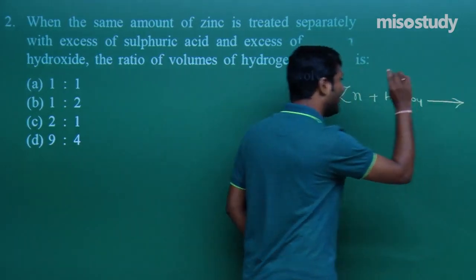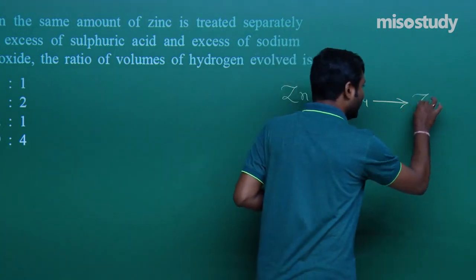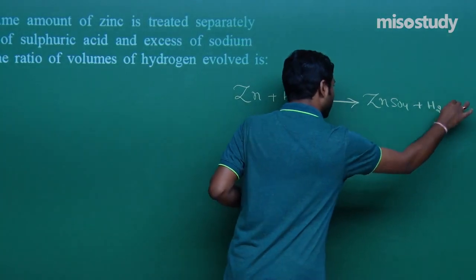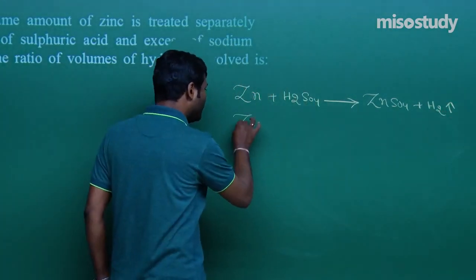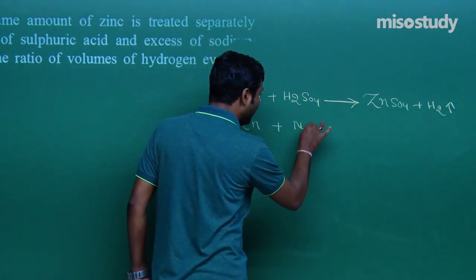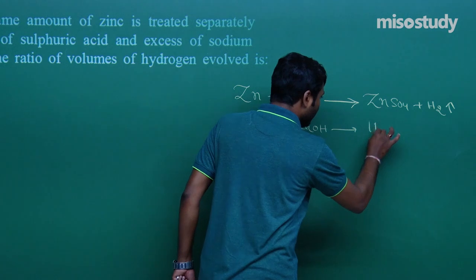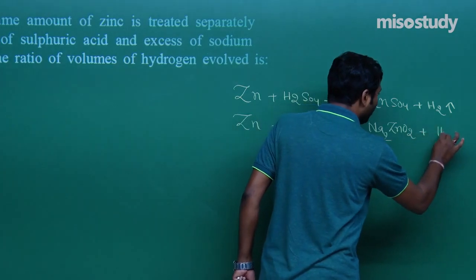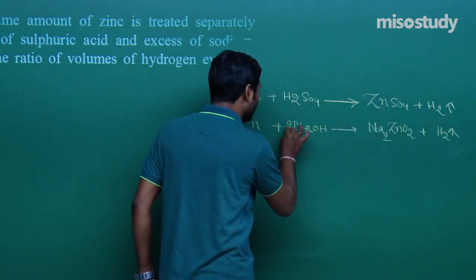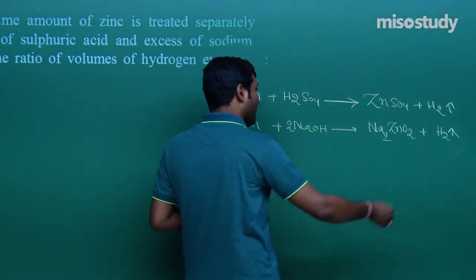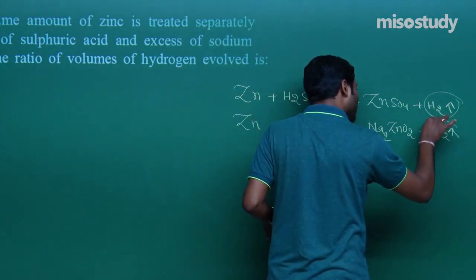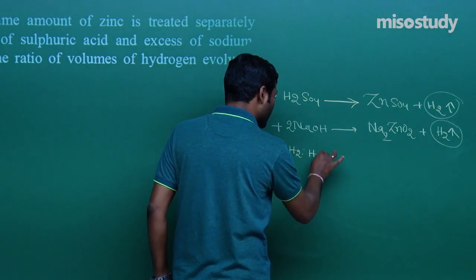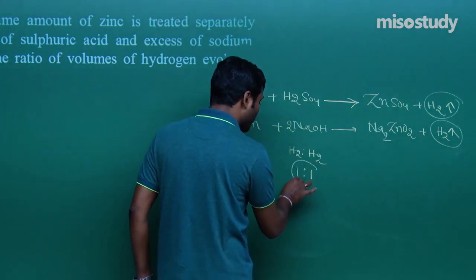H2SO4, then what will happen? Tell me. Sir, simple reaction, that is ZnSO4 plus H2. Yes, sir. Good. Now, again when Zn is treated with NaOH, then what will happen? We know it gives you Na2ZnO2 plus H2. Now balance the reaction. Look, that is completely balanced. 1 mole of H2 and 1 mole of H2. That is the ratio of H2 to H2, that is 1 to 1.